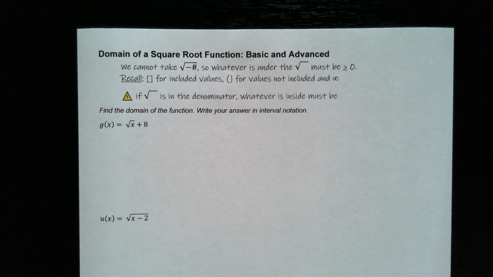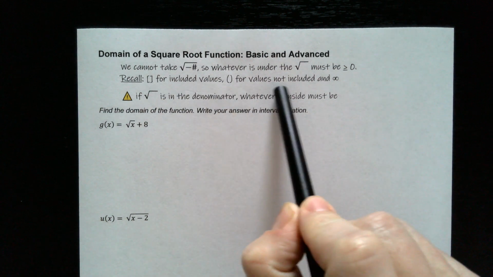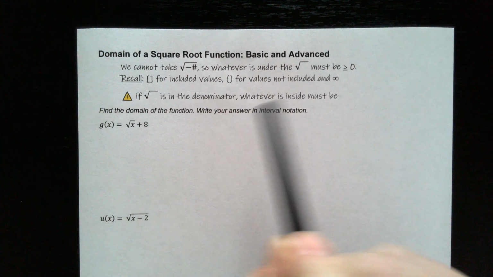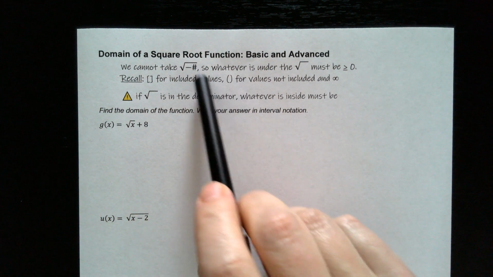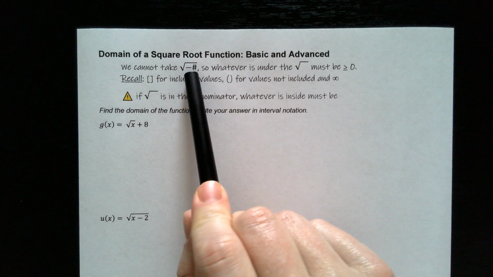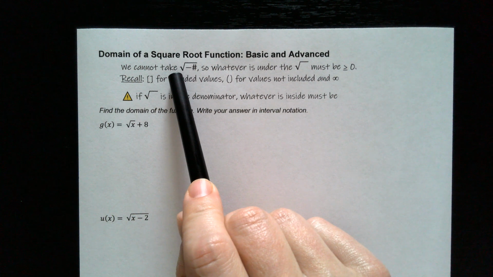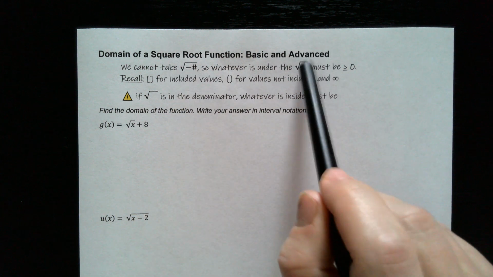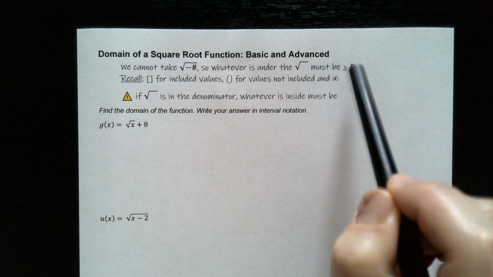In this video, we're going to be looking at the domain of a square root function, basic and advanced. First of all, recall that the brackets are used for included values, the parentheses are for non-included values, and for infinity. Also, remember that if you have a negative square root, that cannot be in your domain, because that will give you complex numbers. So whatever's inside the square root must be greater than or equal to 0.